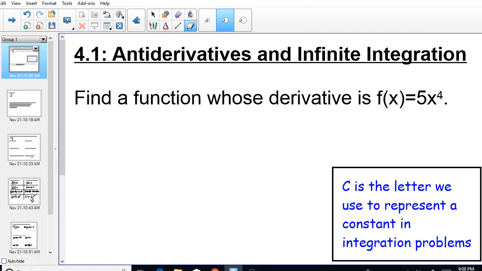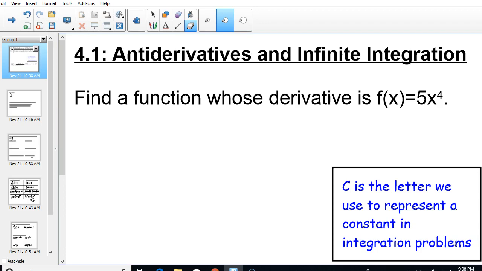In this section, we'll be looking at antiderivatives, which are also known as indefinite integration. And as you can tell from the name, antiderivatives are the opposite of taking a derivative. So we're going from a function back to what the original function would have been before the derivative was taken.